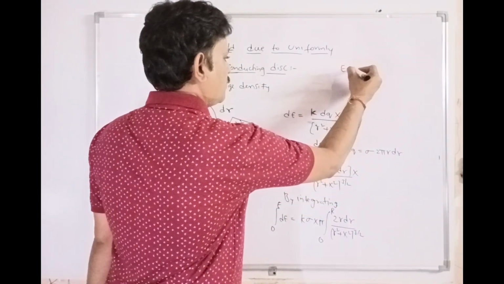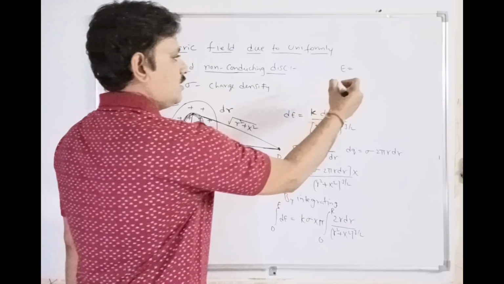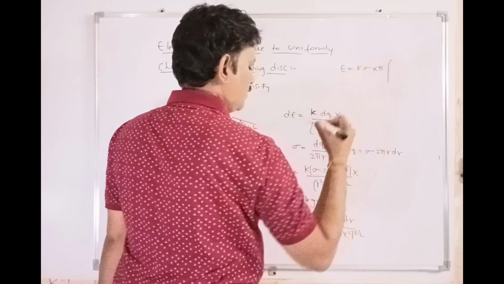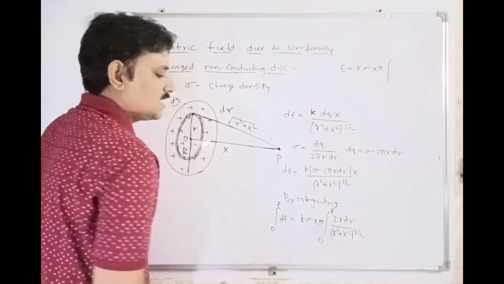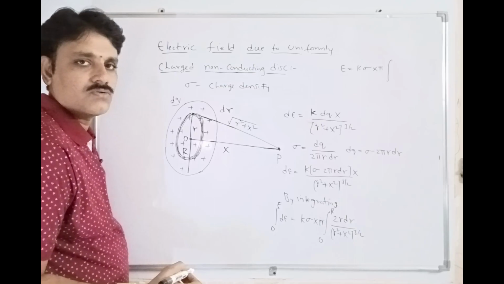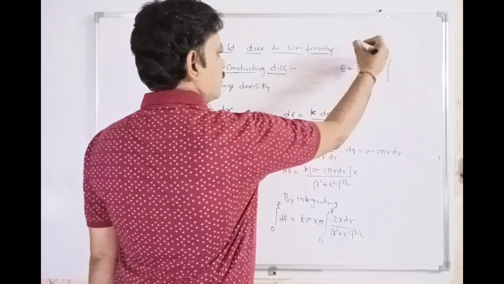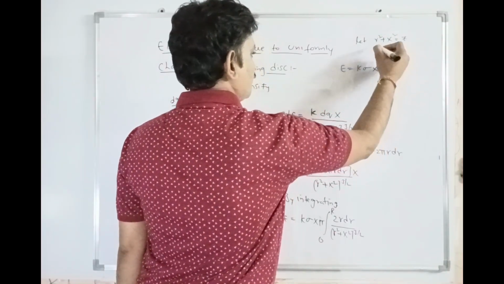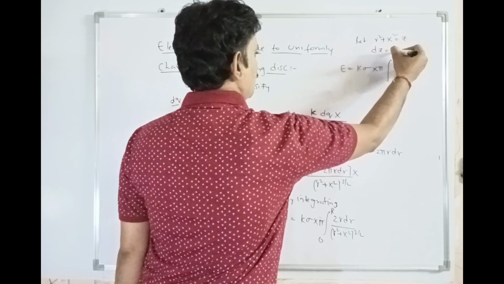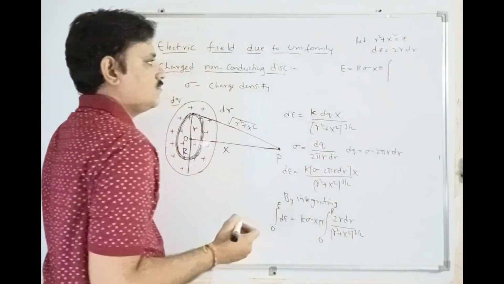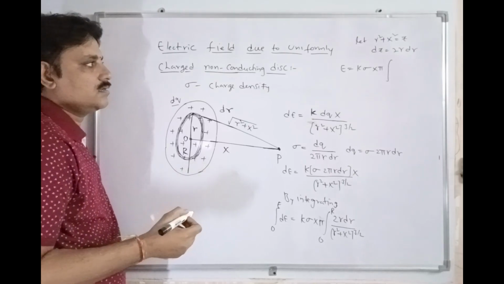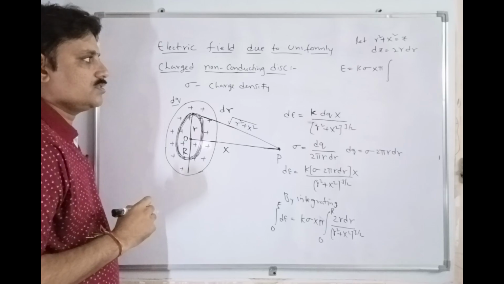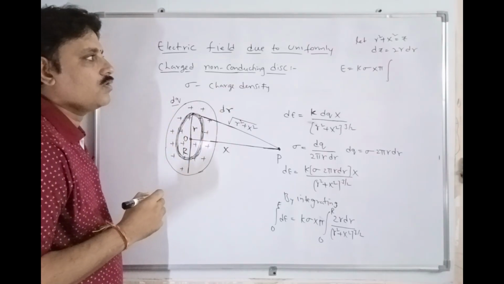Integral of dE is equal to E, and k into sigma into x into pi. Then let us suppose r square plus x square is equal to z. Then dz is equal to 2r dr. To get the simplification in the integration, we take r square plus x square is equal to z and dz is equal to 2r dr.